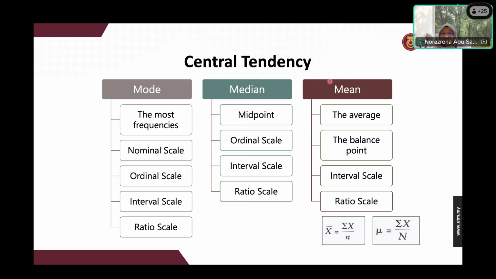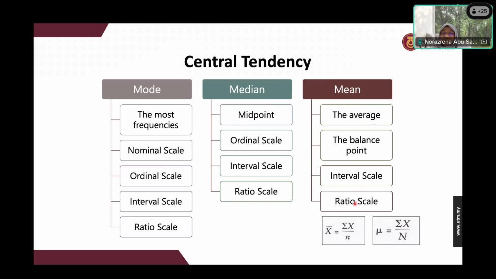Because normally when we calculate the mean, the data will be in decimal points. So it means that the data must be continuous variables, which are interval and ratio only. So the mean is the balance point, the average. So the average is only suitable for interval and ratio scales.